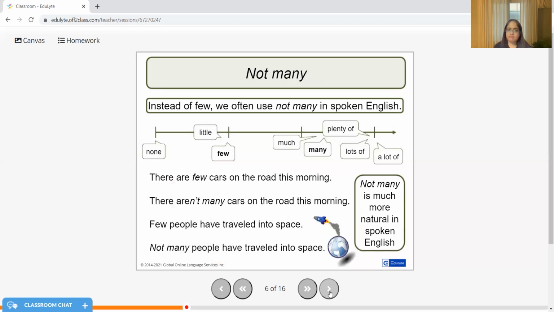Not many means I do not have a certain thing in sufficient quantity. So there are not many cars on the road, or there are few cars. It's referring to one and the same thing. Few people have traveled to space. Not many people have traveled into space. These two sentences are also referring to one meaning.